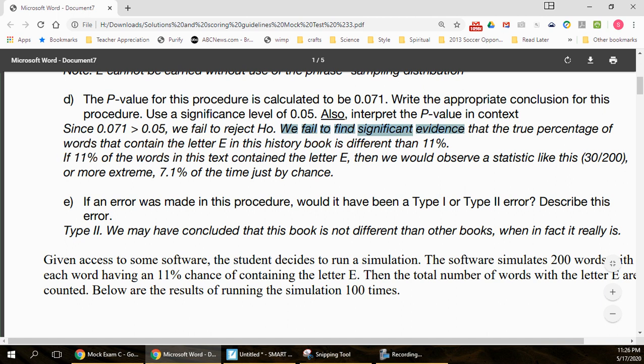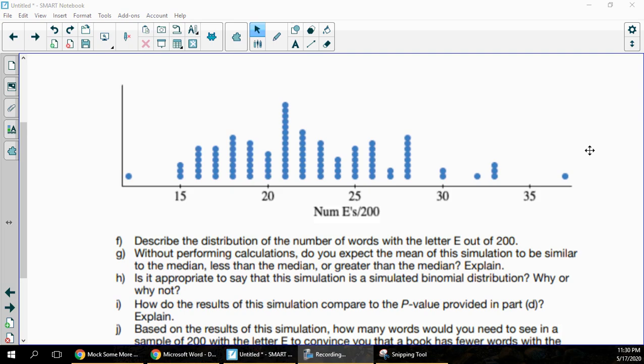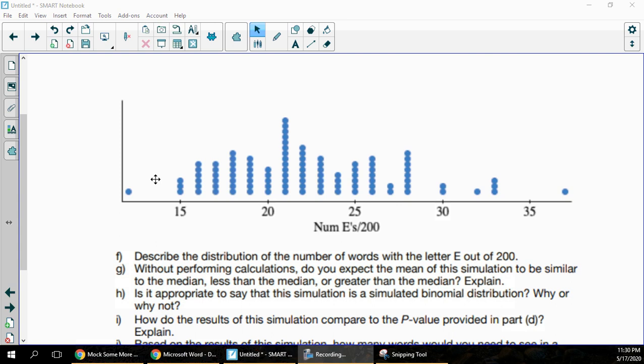So now let's look at the second half of this question. They did a simulation and took a random sample of 200 fake words, each of which had an 11% chance of containing an E, and counted how many of those words contained a letter E, and got this graph. This graph contains 100 dots. So they did a simulation of 100 dots, or 100 groups of 200.